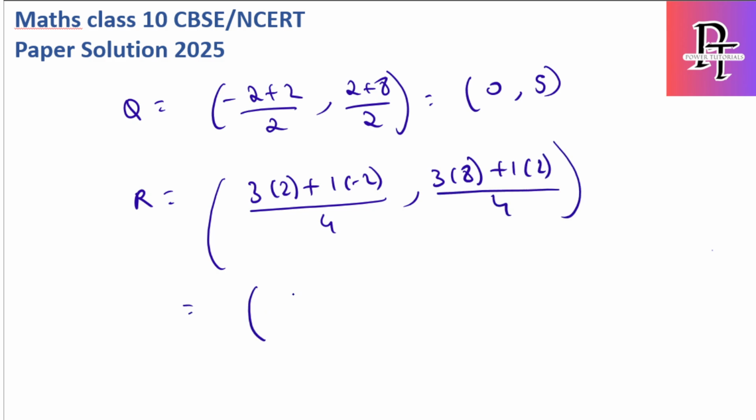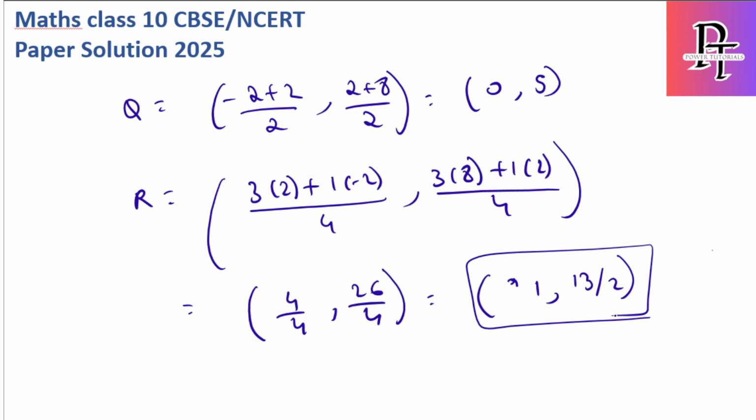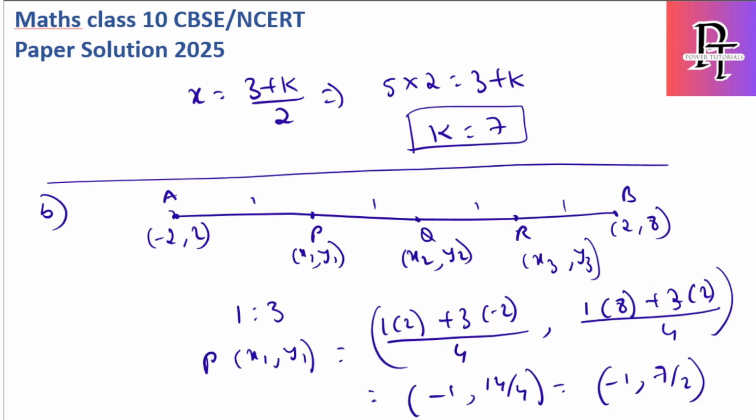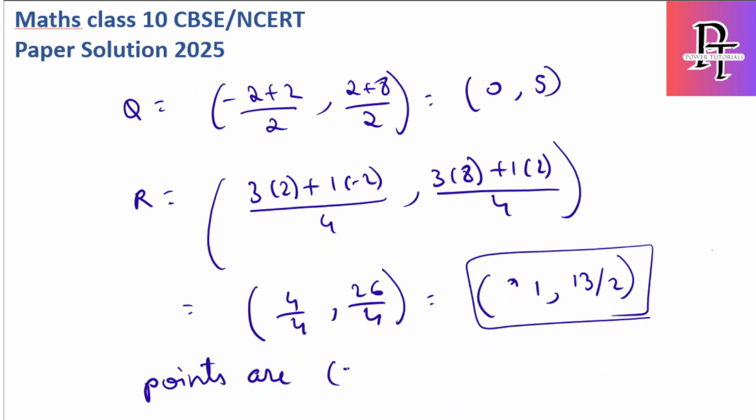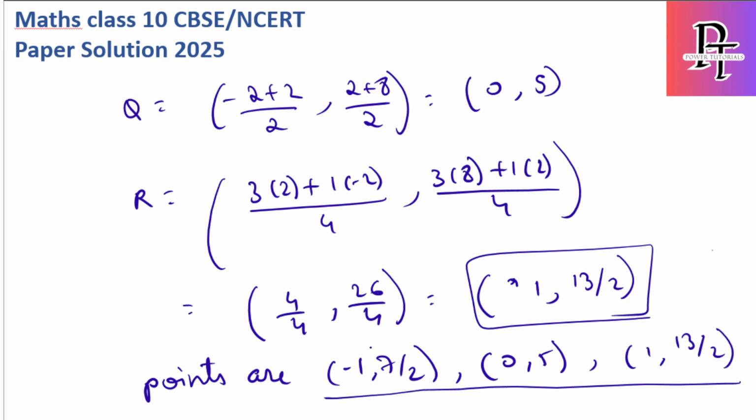3 into 6, 6 minus 2 is 4, 4 by 4 is 1. 3 into 8 is 24 plus 2 is 26 by 4. So for this second one, if I divide, I will get 4 by 4 is 1, and 26 by 4 divided by 2 is 13 by 2. So the final points are: first point 1 comma minus 1 comma 7 by 2, then 0 comma 5, then 1 comma 13 by 2. So these are the points in between which divide the line segment into 4 parts.